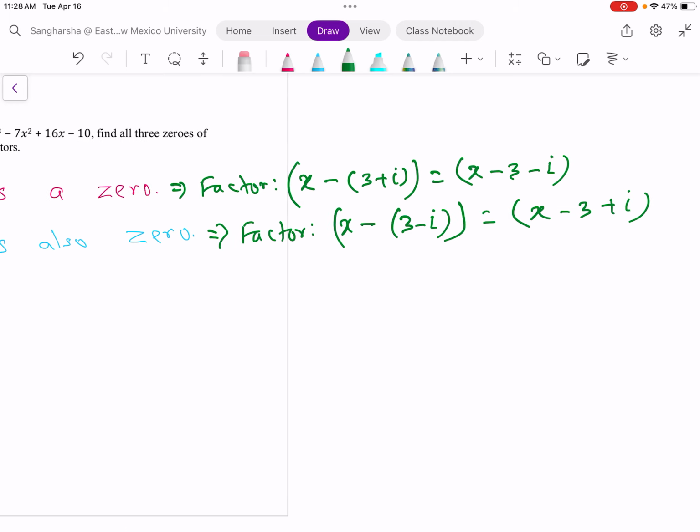Any question up to here? So we have the two factors for this polynomial, okay? Now we need to find one more 0. Finding one more 0 means we need to find one more factor, okay?